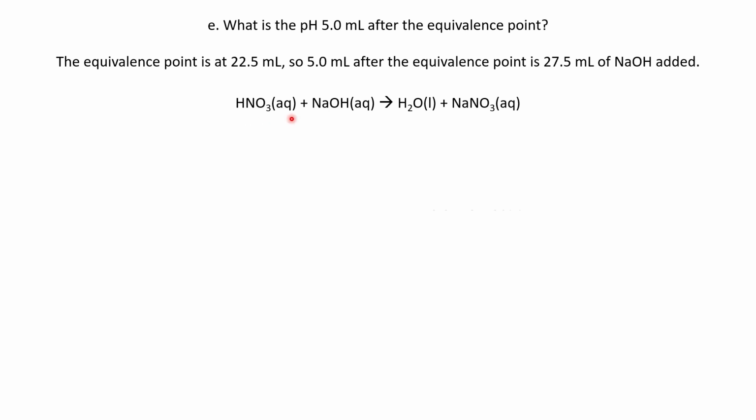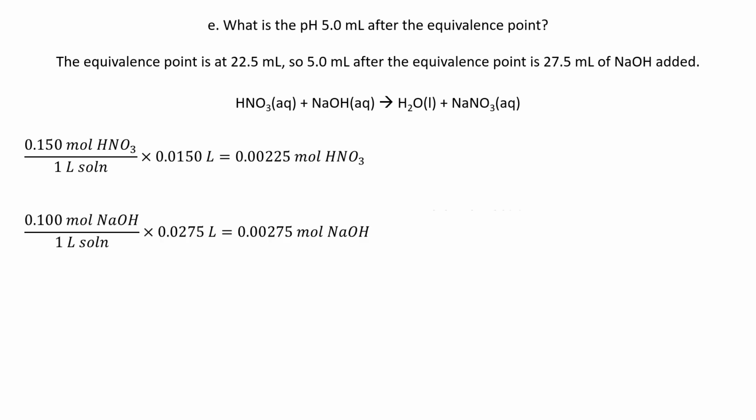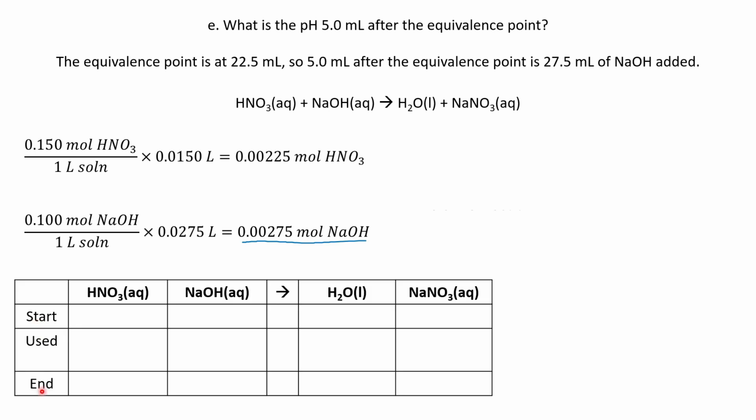I still like to keep my balanced chemical equation up. And just for reference, I'm keeping my moles of acid. You've seen this calculation multiple times now, but remember, this is how much acid we started with, so that is not going to change. It's just how much has reacted. However, my moles of base are changing because in a titration, I am continuously adding base. So 5 milliliters after the equivalence point, I have added 0.00275 moles of base.